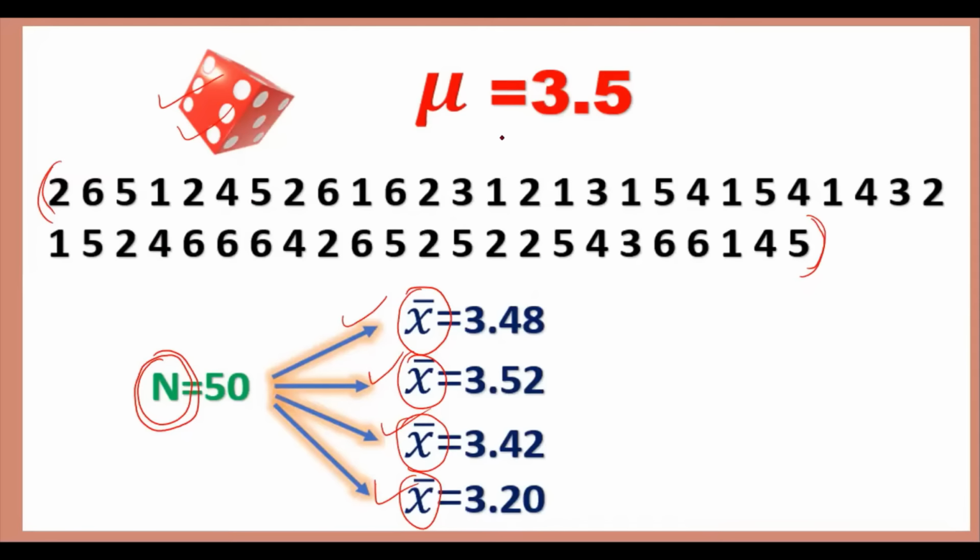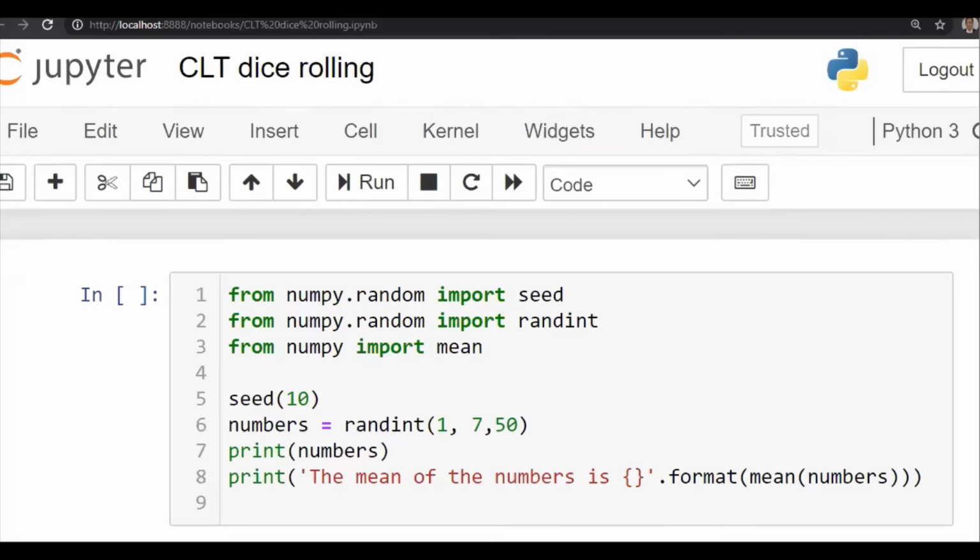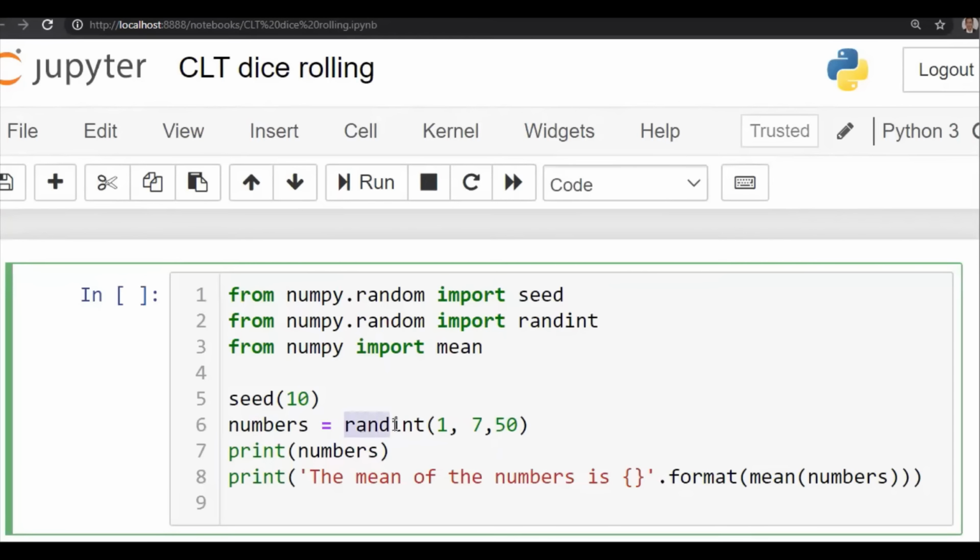However, I've taken only 4. I can take thousands here. So we need the help of programming. I've considered Python programming to find the mean of means. If you're not from Python background, no worries. You can use R programming or any programming language you know. So this is very simple.